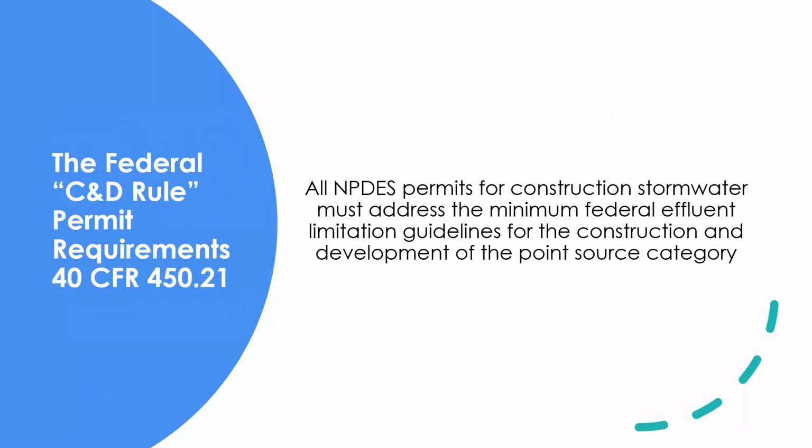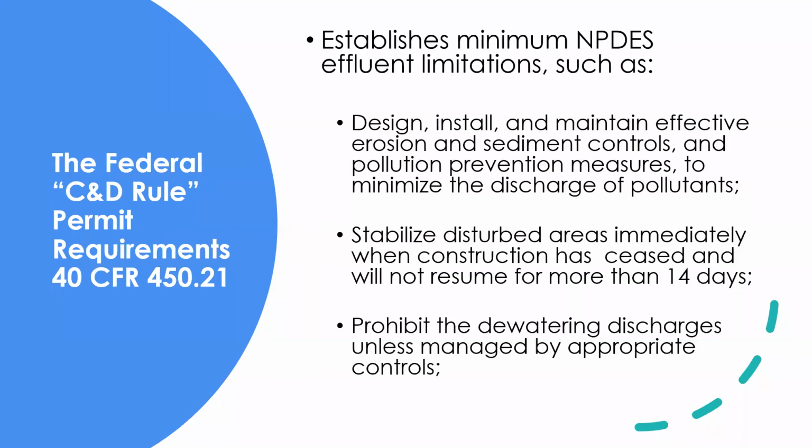For construction requirements, there is what's called the C&D rule. So for the C&D rule for permitting of NPDES for construction and stormwater, you must meet the minimum federal effluent limitation guidelines. And this is for the construction and development point source category. So again, those discrete conveyances. So these minimum effluent limitations are you need to design, install, and maintain effective erosion and sediment controls.